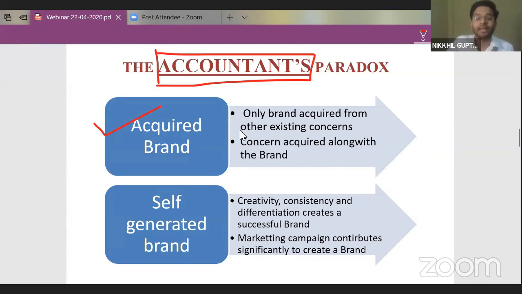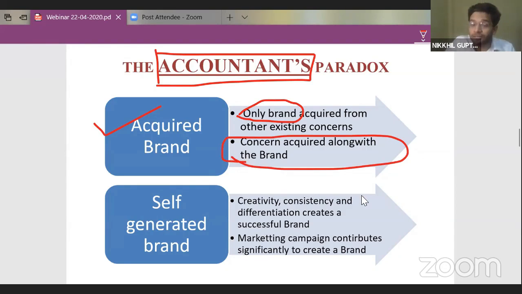Acquisition can happen in two ways. One, when only the brand is purchased. When you have not purchased the entire business, you tell the other person, okay, I don't want to purchase your other assets. I want to purchase only your brand name. That's it. I don't want to purchase anything else. And the second option is when you purchase the entire business along with the brand, because a brand will not work without its assets.